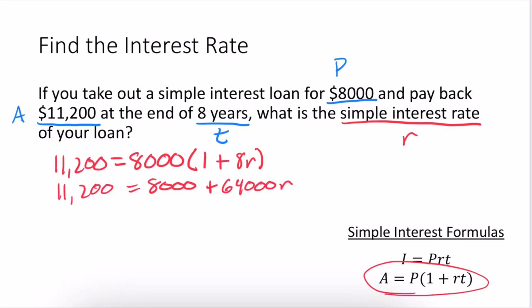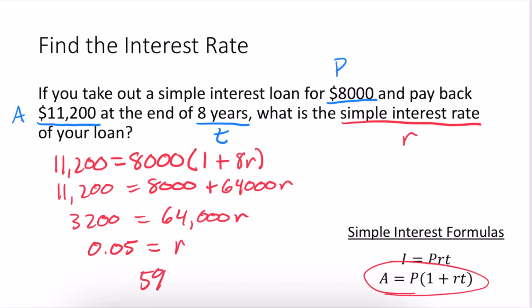I'll subtract 8,000 from both sides, which gives me 3,200 equals 64,000R. And then I'll divide both sides by 64,000, which tells me that R equals 0.05. And so that means that my simple interest rate is 5%. So if I write it as a percentage, that's my simple annual interest rate. And if you write it as a decimal, it's 0.05.